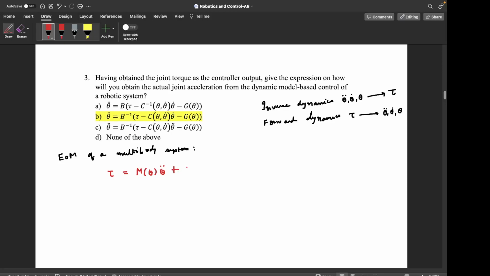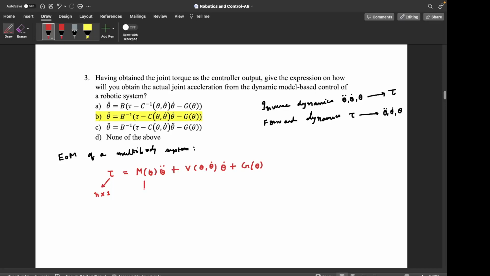Right, so this is the form that you would generally come across. So let's start with tau, which is the torque. Tau is an n cross 1 vector, and here n would be the number of actuated joints that you have, because those are the joints where you would be applying the torque, right?